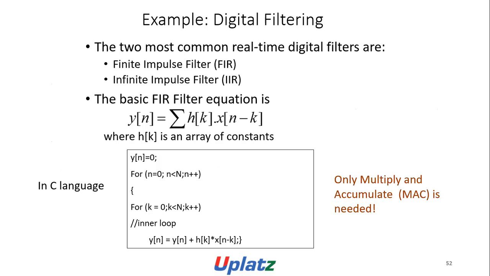The basic FIR equation is y of n equals the summation of h of k times x of n minus k. h of k is an array of constants. In C language, the code goes like this: y of n is equal to 0; for n equal to 0, n less than capital N, n plus plus; for k equal to 0, k less than n, k plus plus. Inner loop: y of n equals y of n plus h of k times x of n minus k. Only multiply and accumulate is needed.